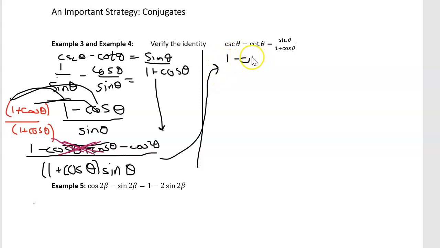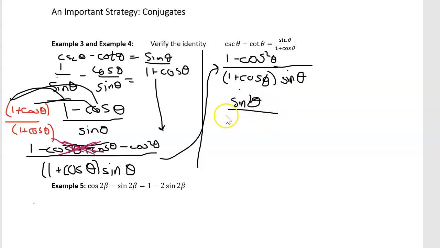1 minus cosine squared theta over 1 plus cosine theta times sine theta. The numerator is a Pythagorean identity. So 1 minus cosine squared theta can be replaced with sine squared theta, which is now our third time seeing this in the notes. Leave the 1 plus cosine theta alone. And keep in mind, if you look at your goal, we want a 1 plus cosine theta in the denominator because that's what we have on the right-hand side. So once we get that in the denominator, we know we're on the right track.